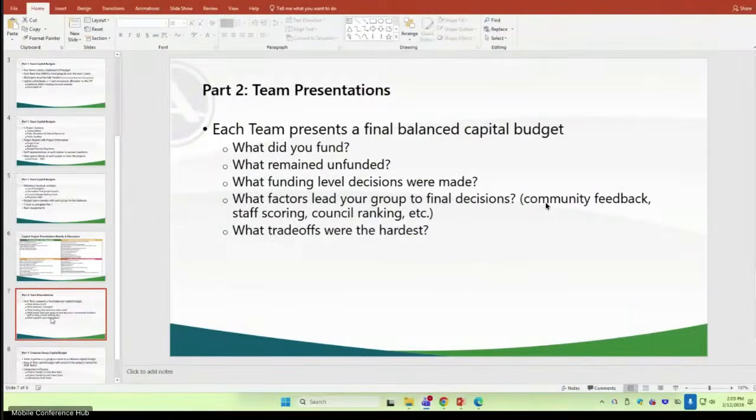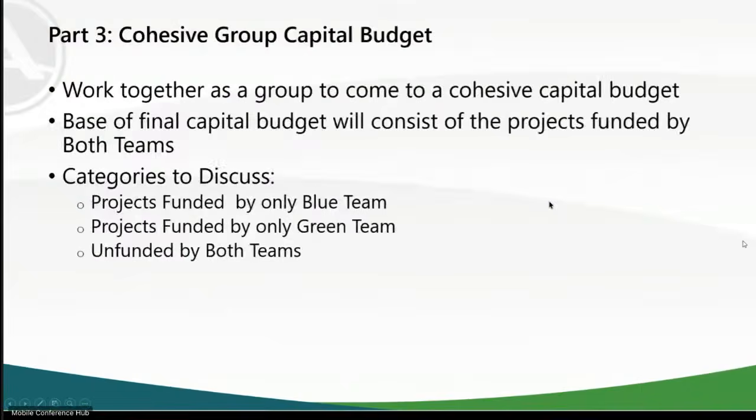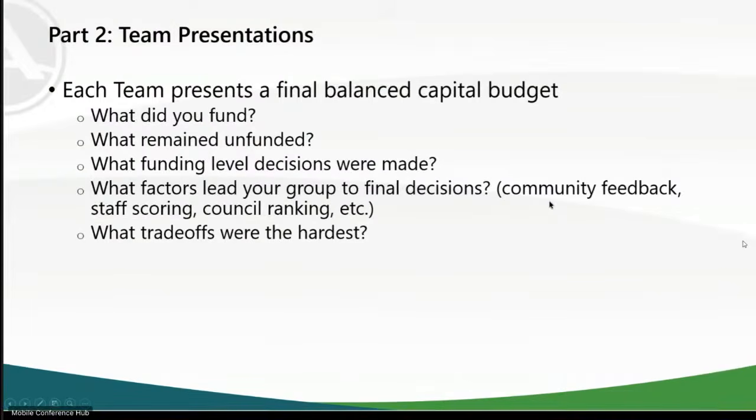Okay, so part two of this game is to have each team present the balanced budget that they created. These are the types of questions you can consider talking about as you're up here. What did you fund? What remained unfunded? What funding level decisions were made? What factors led to the projects that you selected? And what kind of trade-offs were the hardest?